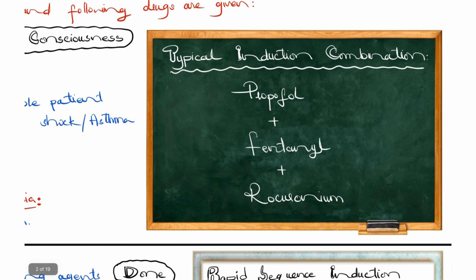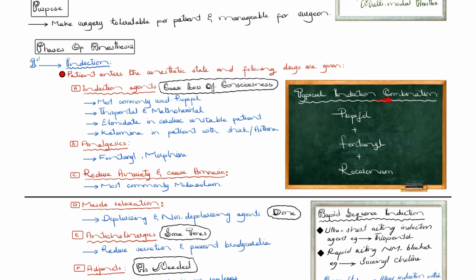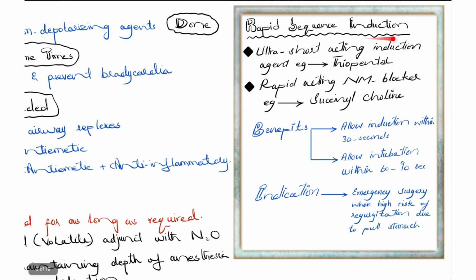Now there is a typical induction combination: propofol can be given as an induction agent, fentanyl as analgesic, and rocuronium as muscle relaxant. In most surgeries, these 3 combinations are repeated. There is one type of induction called rapid sequence induction, in which an ultra short acting induction agent like thiopental is used, combined with a rapid acting neuromuscular blocker like succinylcholine, which is also called suxamethonium. Now, what is the benefit of this? It allows induction within 30 seconds and allows intubation within 60 to 90 seconds.